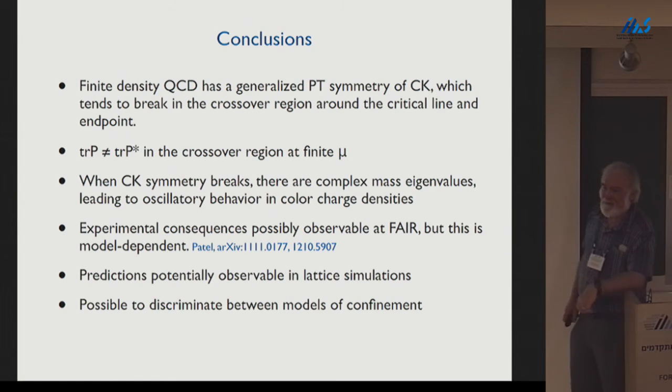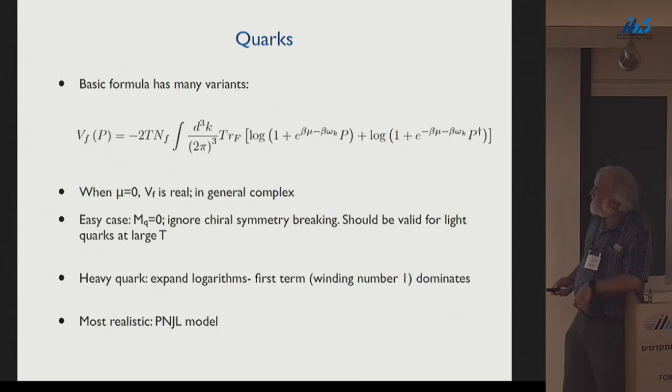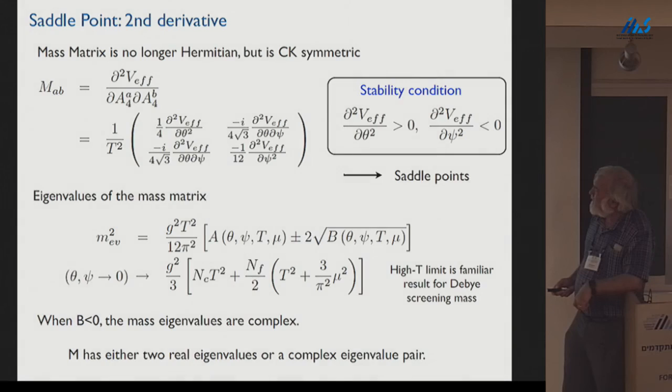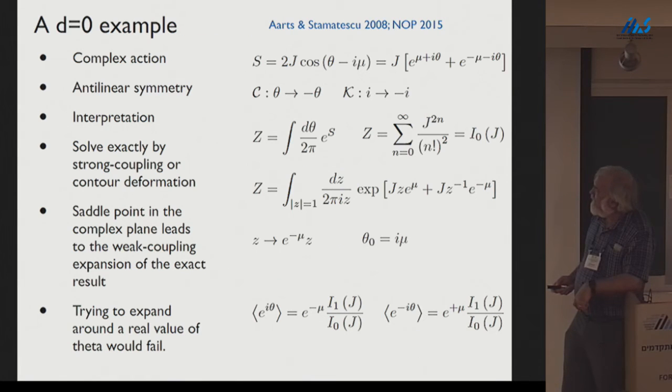So, questions, comments? Two questions. First of all, the toy model by Ars and Stamatescu? Yeah. With the cosine theta minus i mu in the very beginning. Yeah. If I generalize it to say two-dimensional XY model, do you know any results? I just put the XY model with chemical potential. Yeah. So can you learn something?